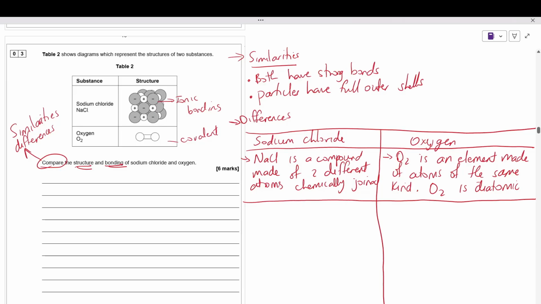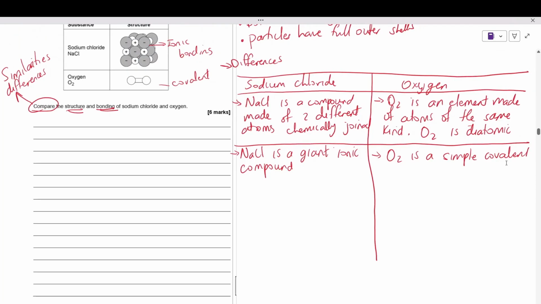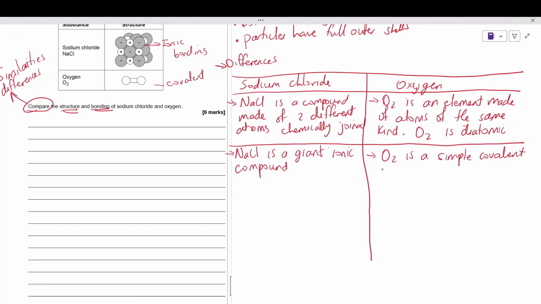Now another difference, I can mention that sodium chloride is a giant ionic compound. And for my oxygen, I can mention that O2 is a simple covalent molecule. So I have that as my structure again. So those are all structures.